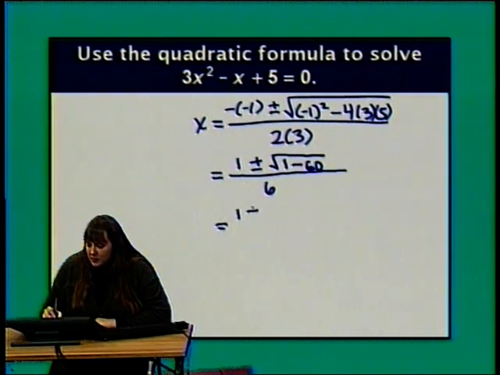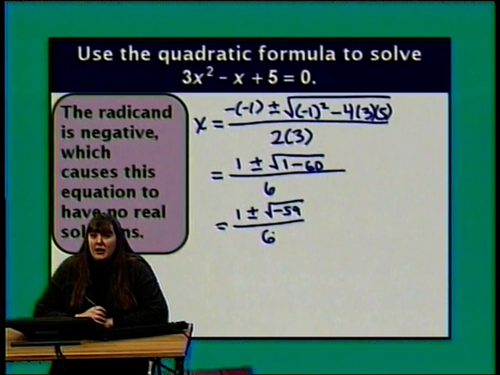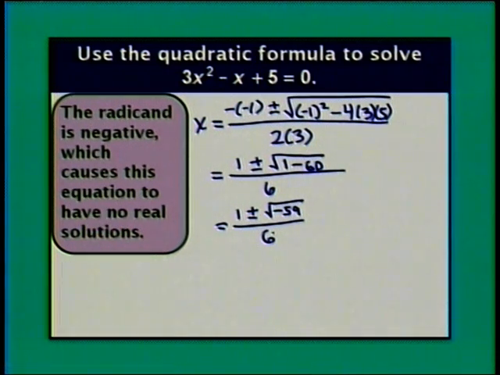So I have 1 plus or minus the square root of negative 59 over 6. What real number squared gives me negative 59? Well, if I square a positive number, I get a positive number. If I square a negative number, I get a positive number. If I square a 0, I get 0. There is no real number that I can square and get any negative number. In this case, the radicand is negative, which causes this equation to have no real number solutions.